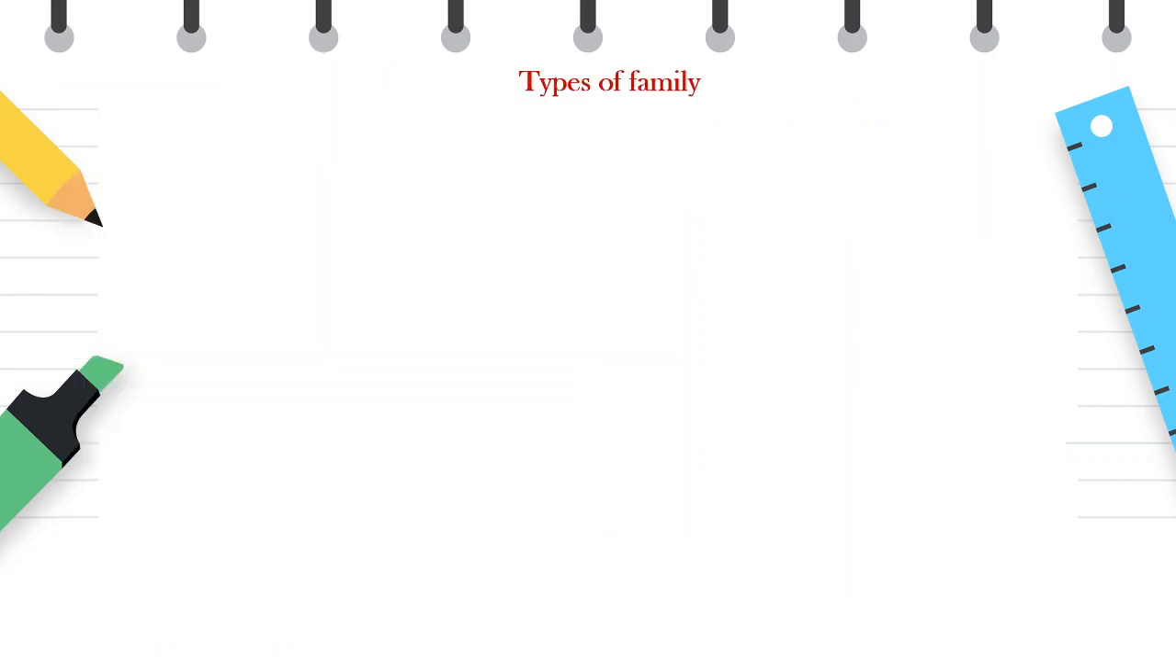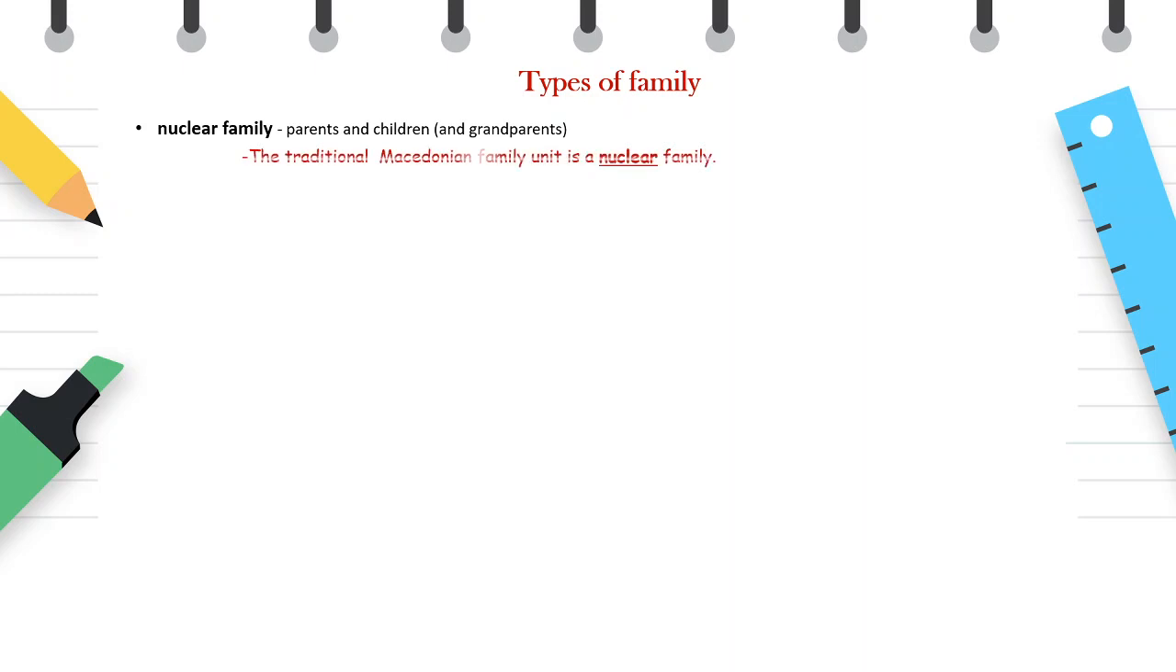Types of family. Nuclear family: parents and children and grandparents. The traditional Macedonian family unit is a nuclear family. Immediate family, that is your closest relatives. Only immediate family members attended grandma's funeral.